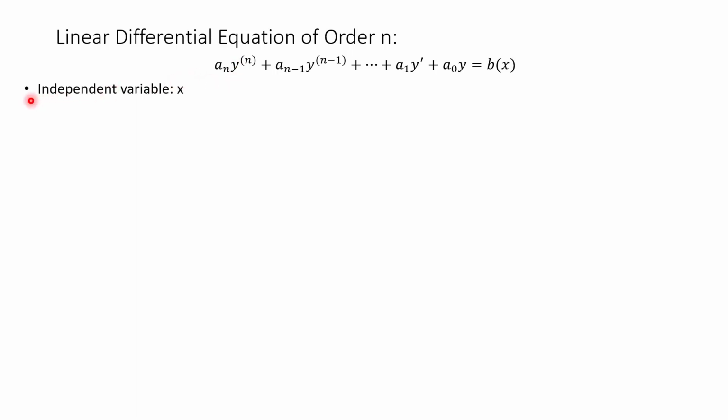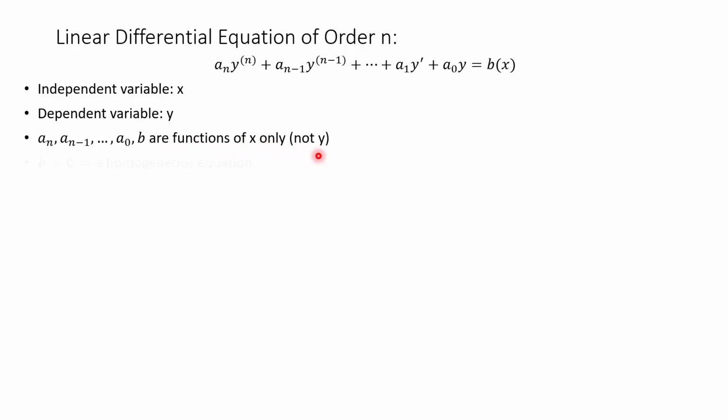All right, some things about this equation. In this case, the independent variable is x. The dependent variable, what depends on x, is y. And a sub n minus 1, all the way to b, are functions of x only, so they don't involve y at all. When b equals 0, whenever this whole equation equals 0, that's our homogeneous equation, which we'll focus on for the majority of what we talk about.